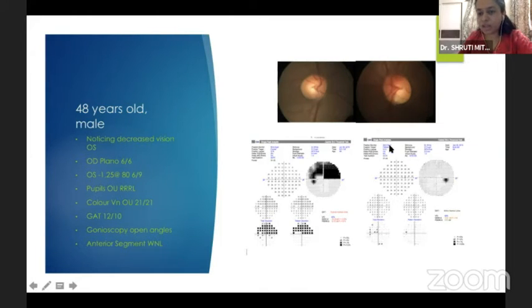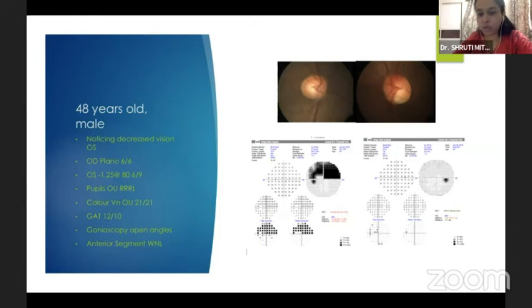Perimetry was done. The right eye perimetry was within normal limits, whereas the left eye showed a superior arcuate defect, which correlated with the disc. So we followed up this patient with a DVT, which showed normal IOP all through the day, and so we decided to keep him under close follow-up.